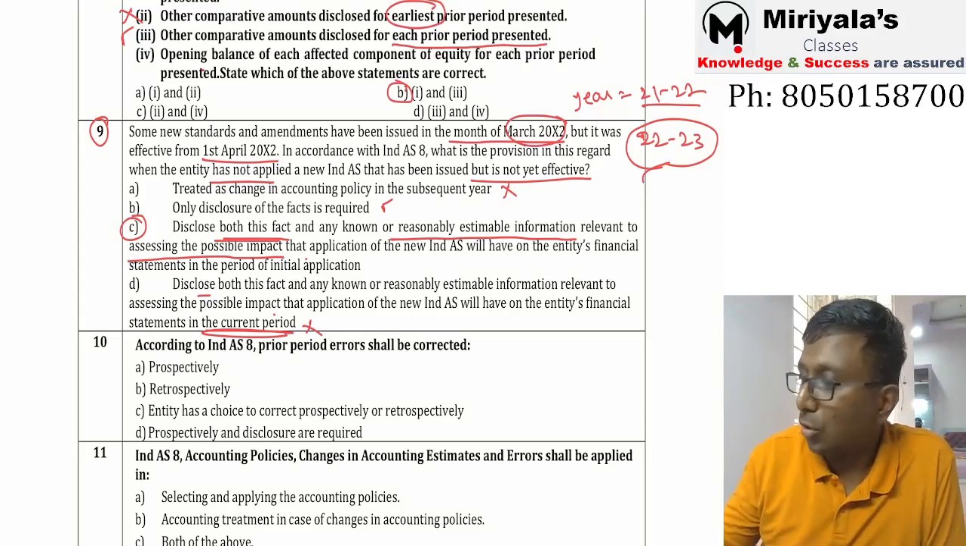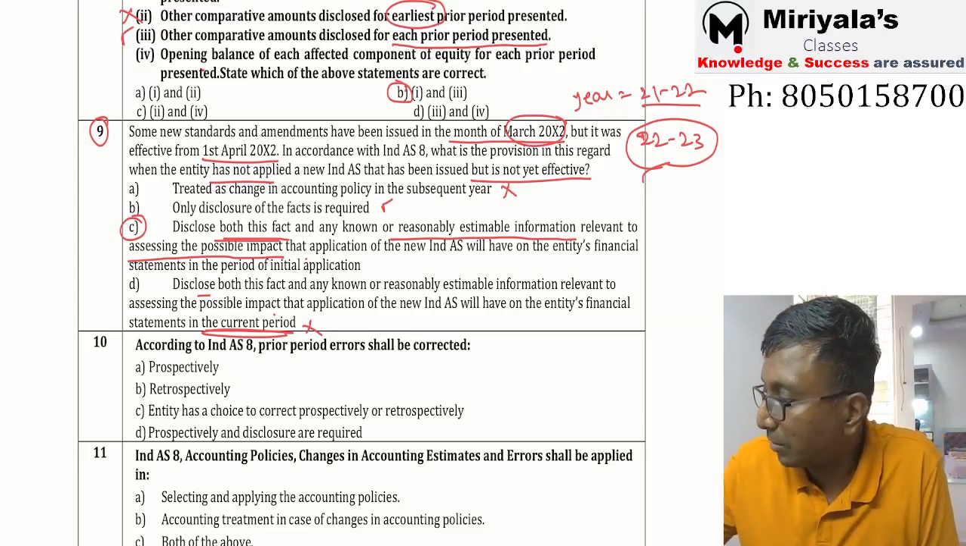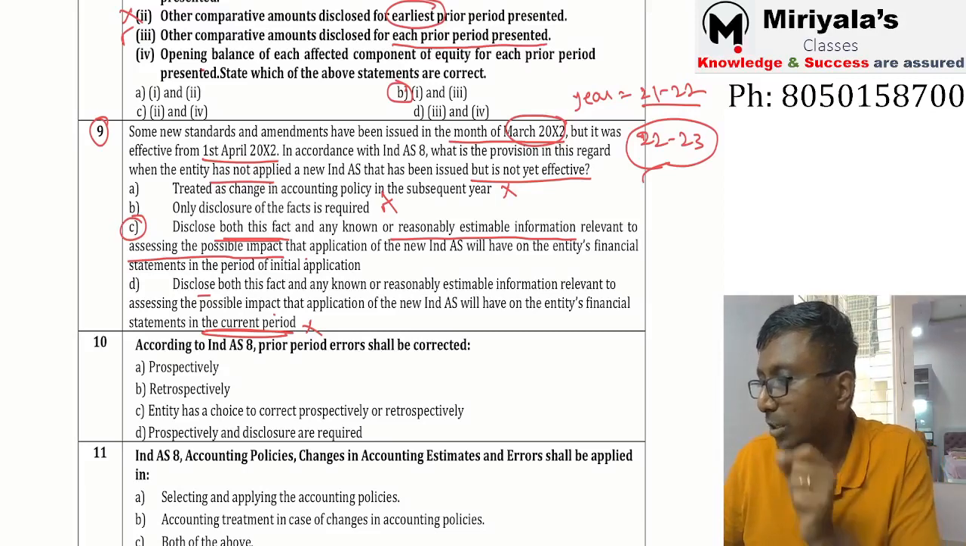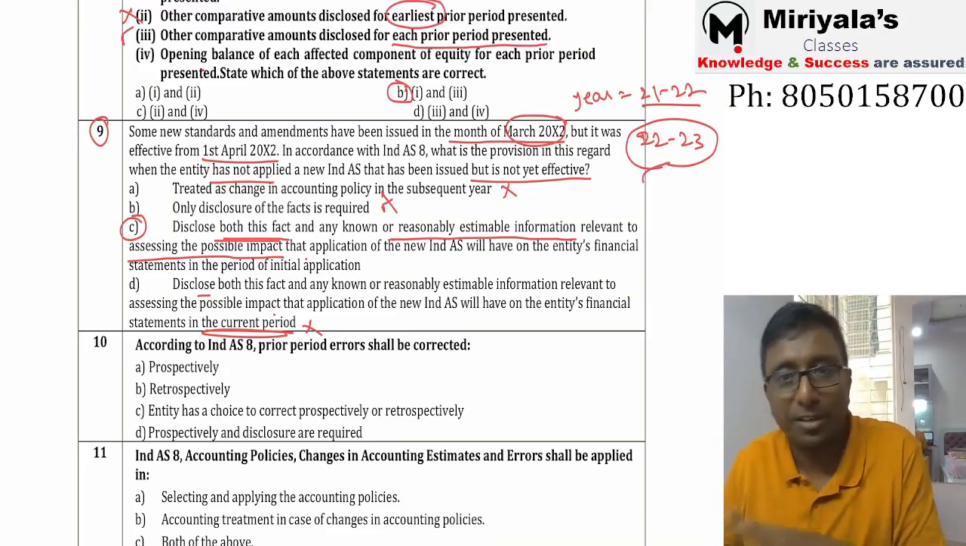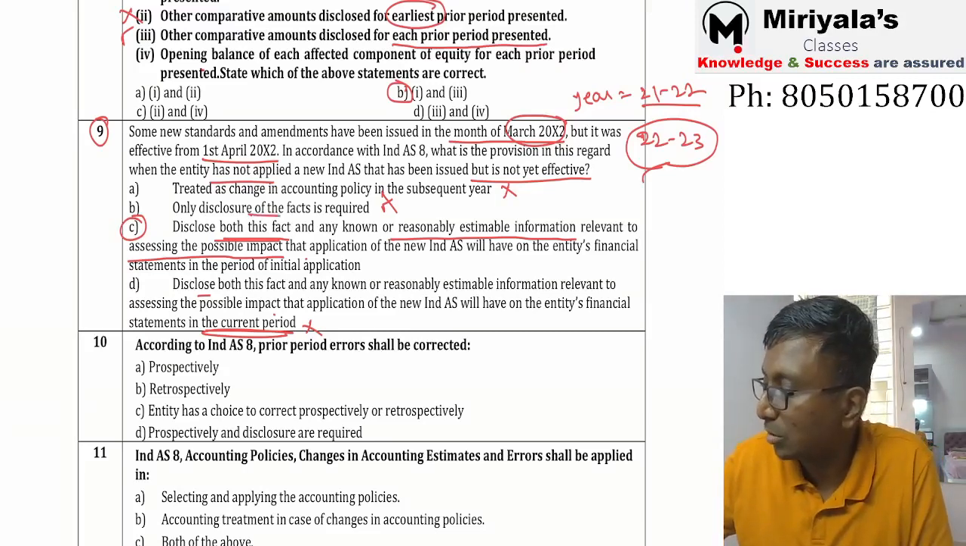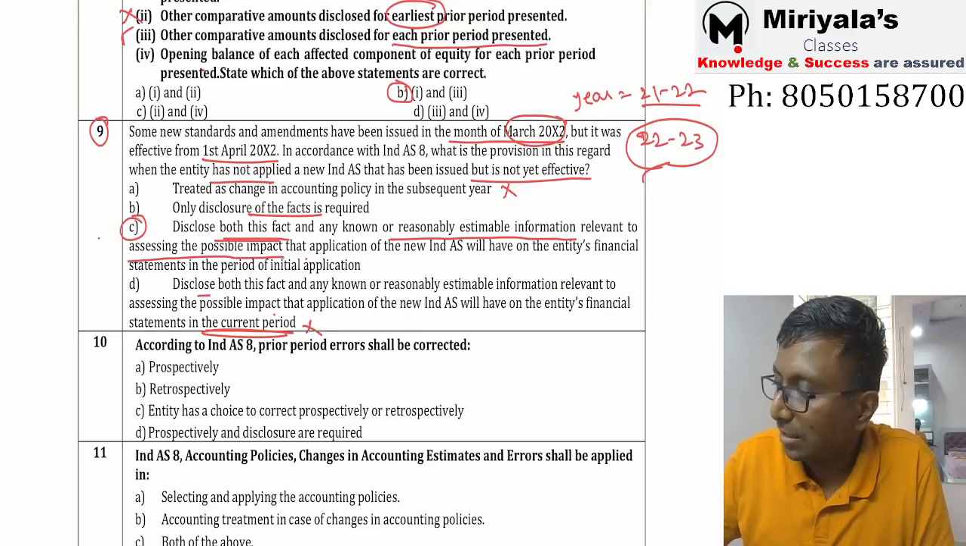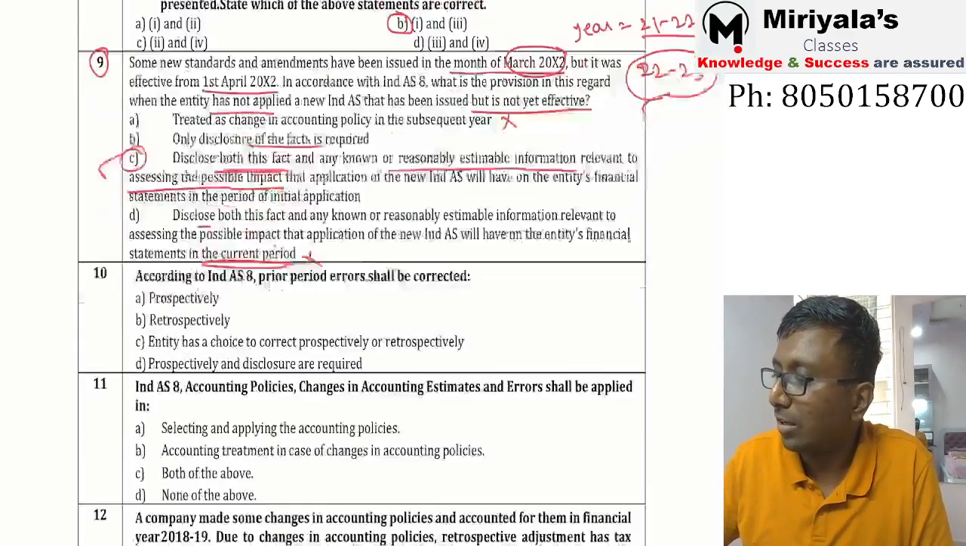Nothing like that. So my answer is not B. B is very slight. This is just disclosure of the fact, and impact is also necessary. But anyhow, all the information is very clearly given in C. That's why we should be voting for C.